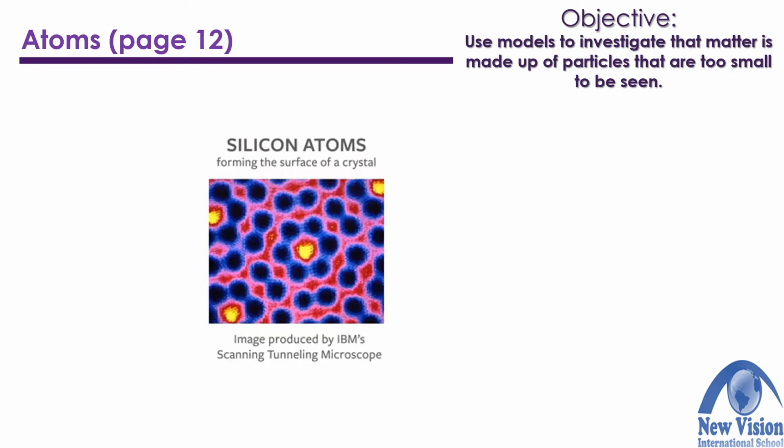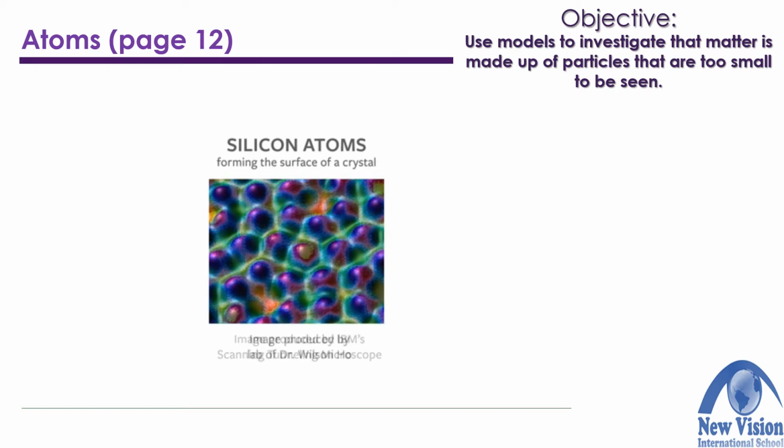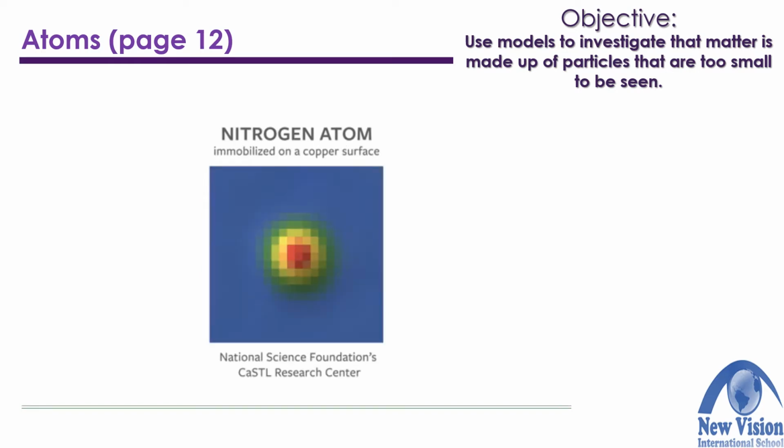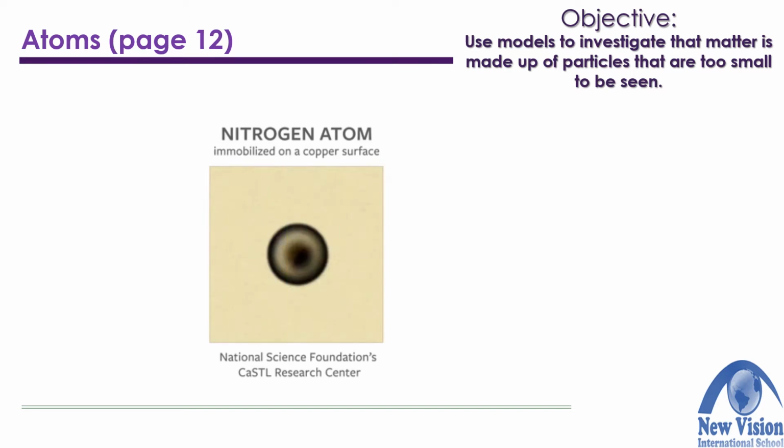Special instruments can show atoms. This is an actual photo of silicon atoms. We can enhance it and add colors to look like this. This is an actual photo of a nitrogen atom. When this photo is enhanced, the nitrogen atom would look like this.